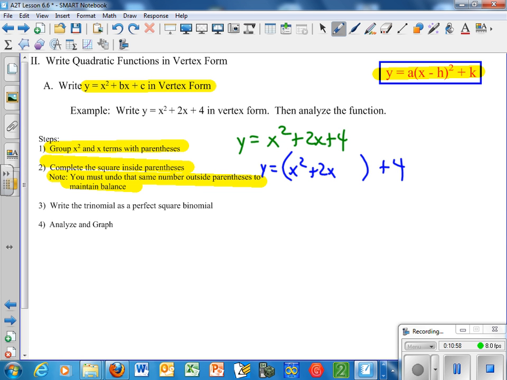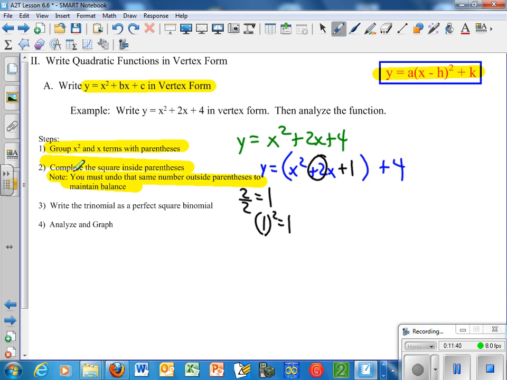Step 2 says complete the square inside parentheses. If you remember in 6.4 we did a whole bunch of stuff with completing the square. So we're going to complete the square inside parentheses. So I take half of this value. So I take half of 2. Now this is a nice one, it's even. Half of 2 is 1. I take that number and I square it. Well, that will be 1. So that gets added right in here, because we're making it a perfect square trinomial that we can write as a binomial squared.